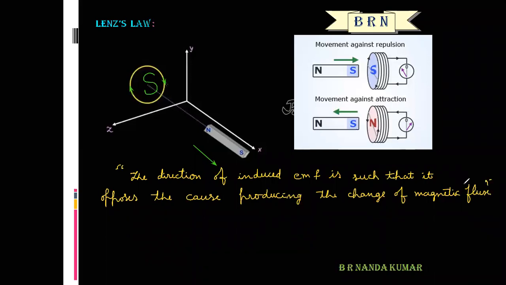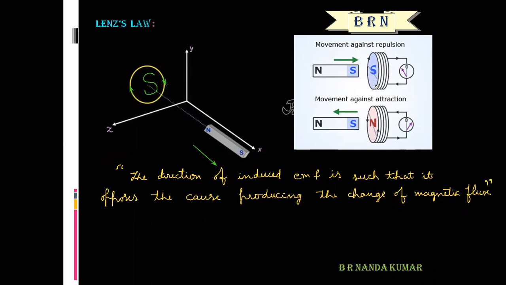The explanation is very, very simple. When the south pole of a bar magnet is moving towards the coil, what is the direction of current in the coil? That is clockwise.